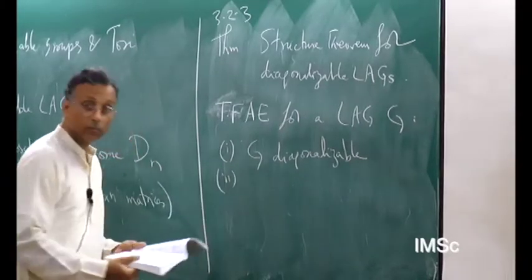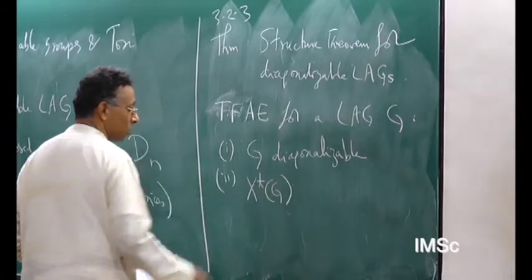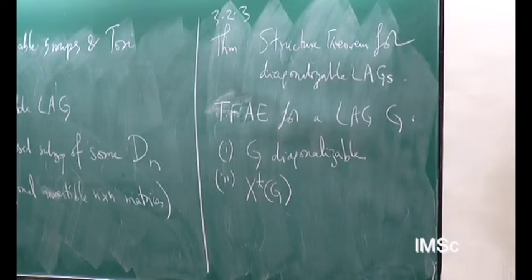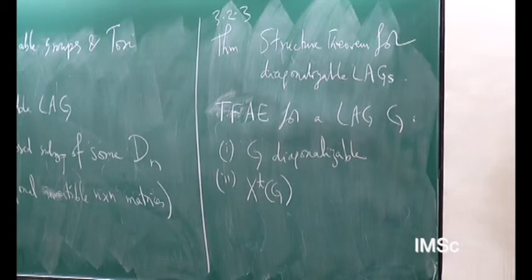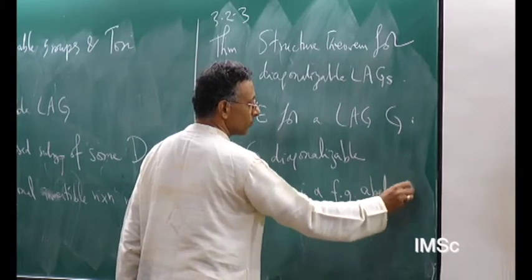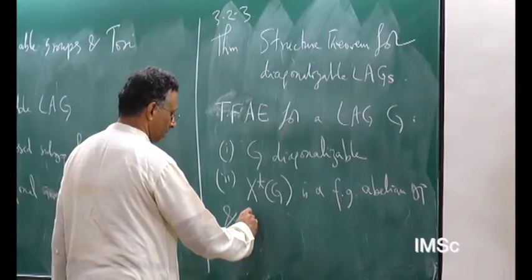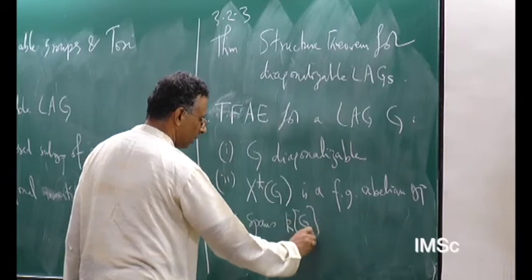2. You look at the group, the abelian group of characters, X star G. So far we have seen that this is a group. It is in fact an abelian group because it is just homomorphisms into Gm, and we write it additively. This is a finitely generated abelian group, and it spans K[G] over K.